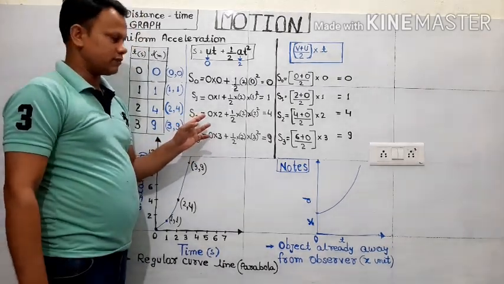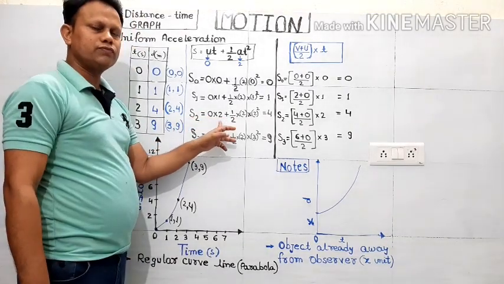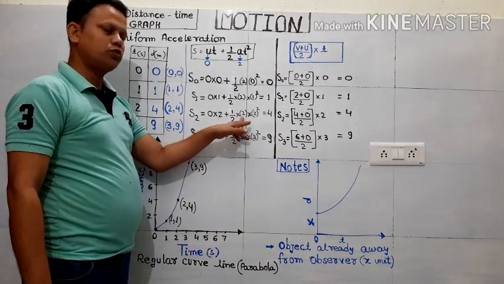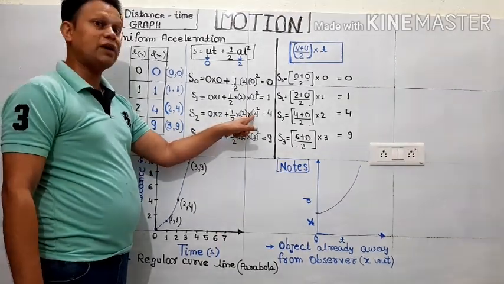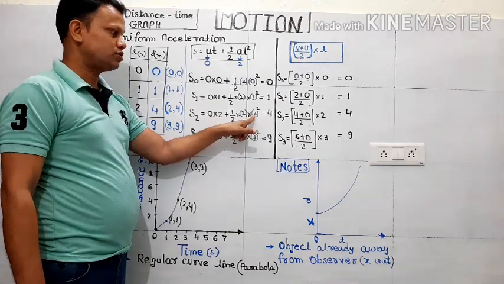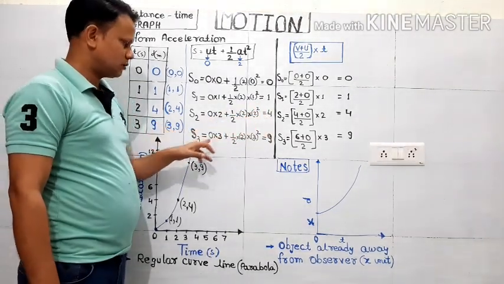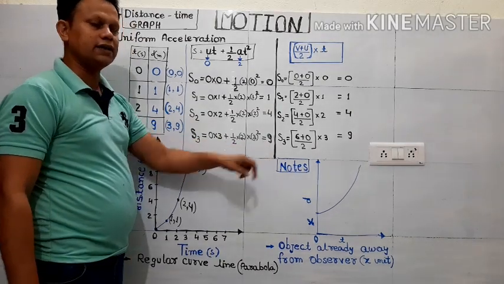Now after 2 seconds, similarly 0 into 2 plus, so that part will become 0. Half into 2, again acceleration 2, but now 2 seconds have passed, so it will be 2 square. So when you calculate, you will get 4. Similarly after 3 seconds, you will get 9.